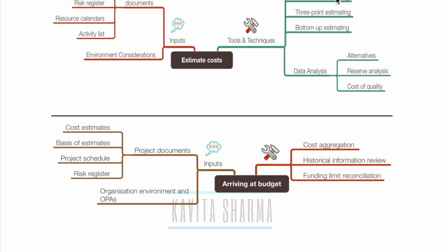You guys know parametric is doing calculations like per square feet, per line of code, and so on. Analogous is at a high level, based on a similar project. We would also look at alternatives while we decide on the cost.